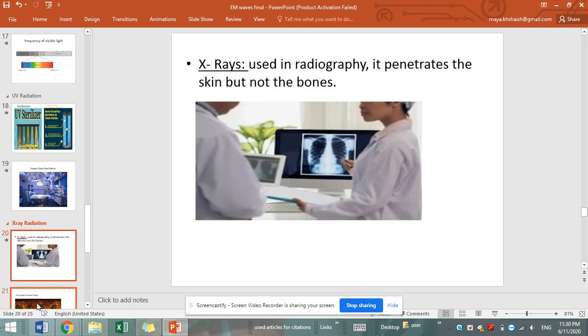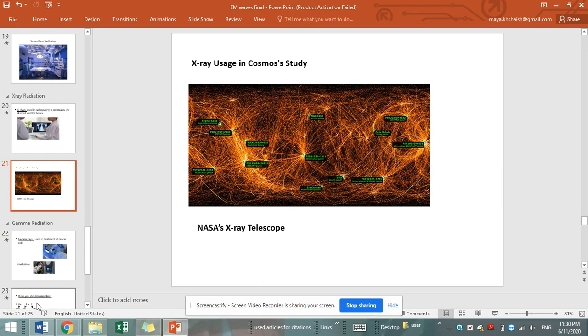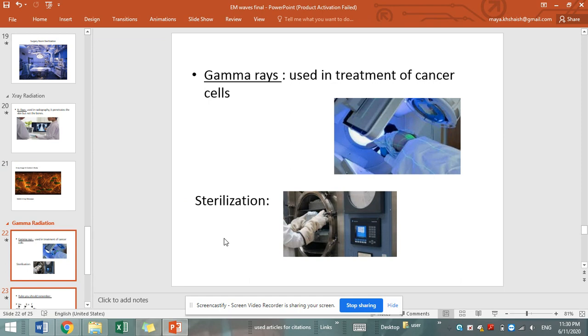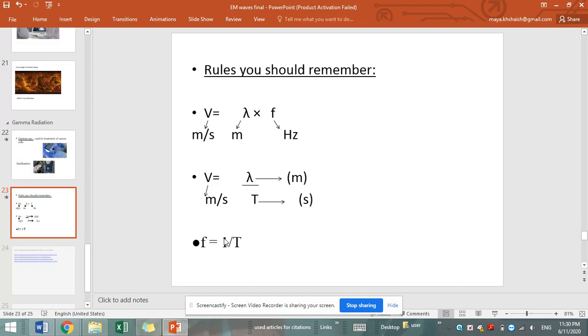Now for X-ray, it's used for radiography. It penetrates the skin but not the bones. As you know, I think most of you have undergone X-ray imaging. X-ray is also used for having an image of the cosmos and outer space, and this is a picture caught by NASA's X-ray telescope, which receives the X-rays and produces an image of the cosmos outside. Gamma radiation is used in the treatment of cancer cells and also in sterilization.